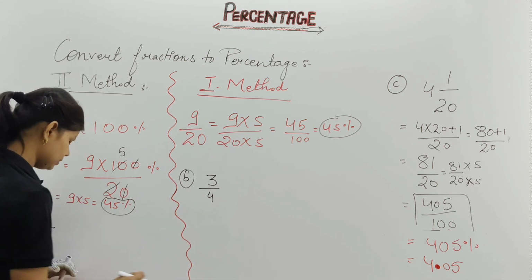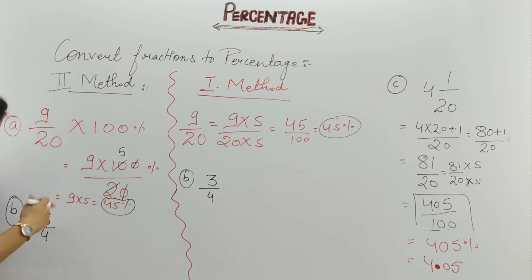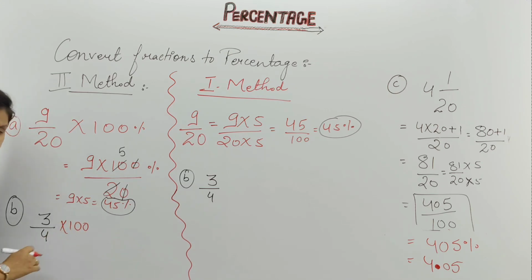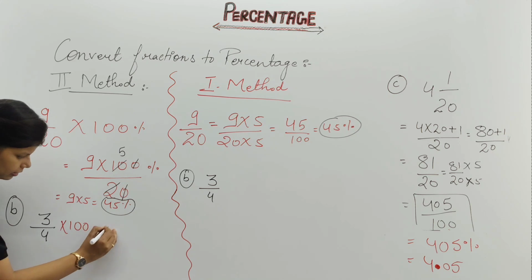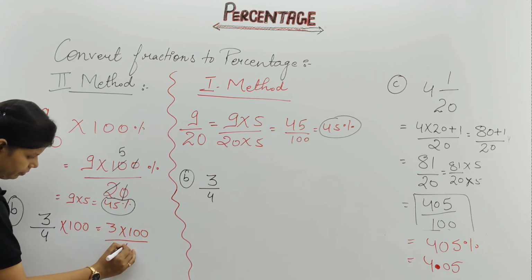Now please keep your eyes here. You have to counterbalance this 3 upon 4 and find the answer. What is the first or second method I have taught? Directly you have to multiply with 100. Clear? Directly you have to multiply this number with 100, and it's very easy. What you will do? You can write like this: 3 multiplied by 100 upon 4.